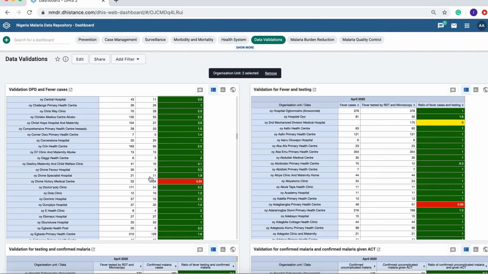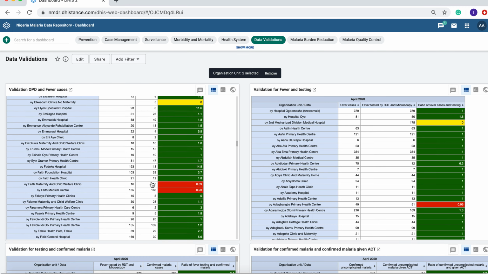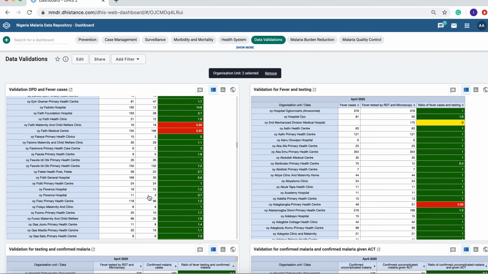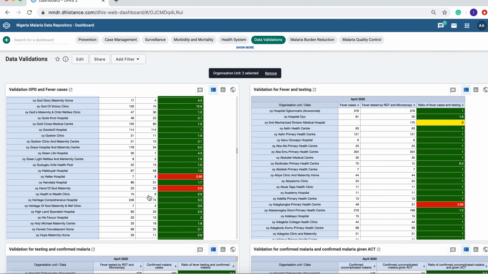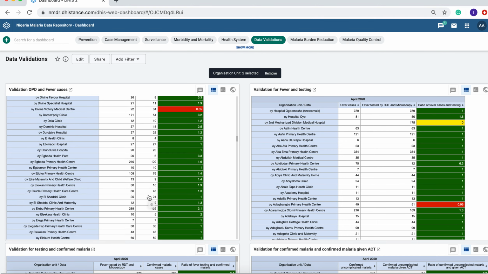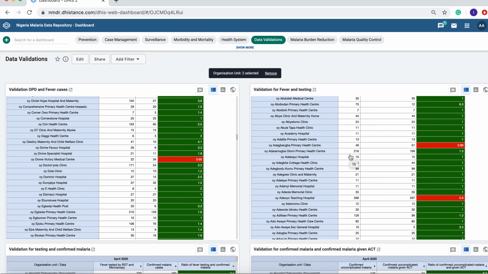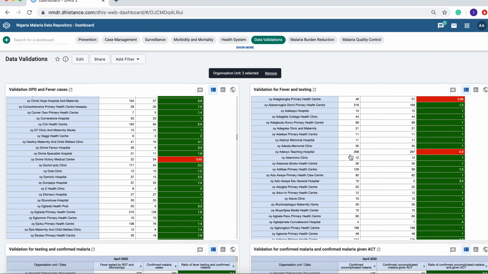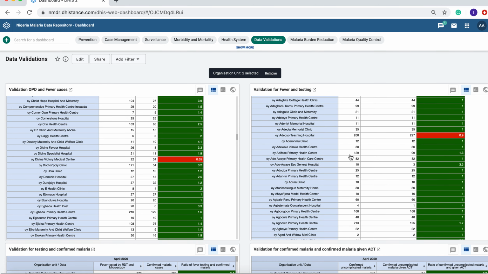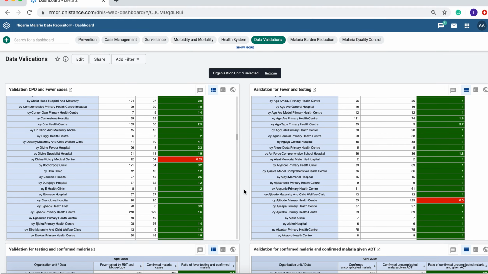So you can quickly understand which facilities submit illogical data. You can follow up to find out what it is, and then correct it if possible. And then we can do a quick check again to see whether it is resolved. The same thing with the second indicator that we're tracking. You can see facilities that present more testing than the fever cases that presented.